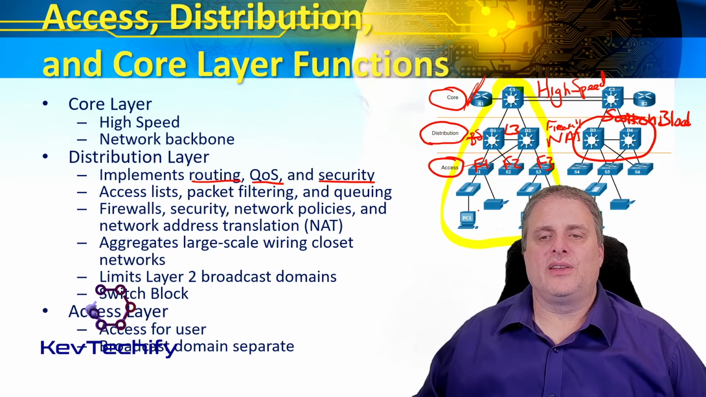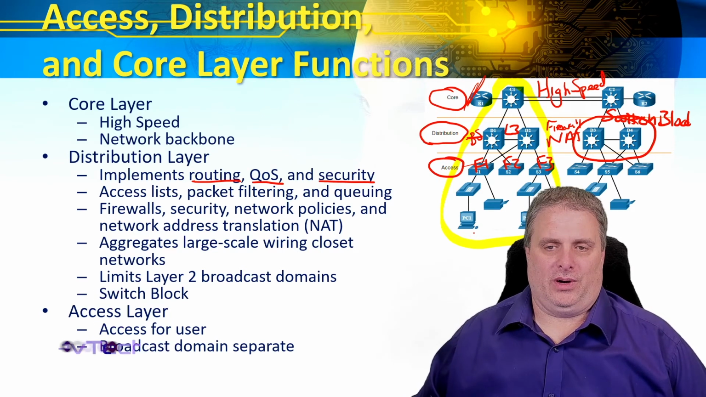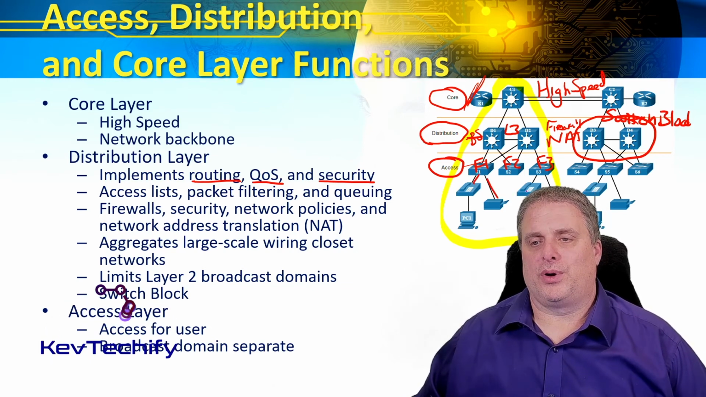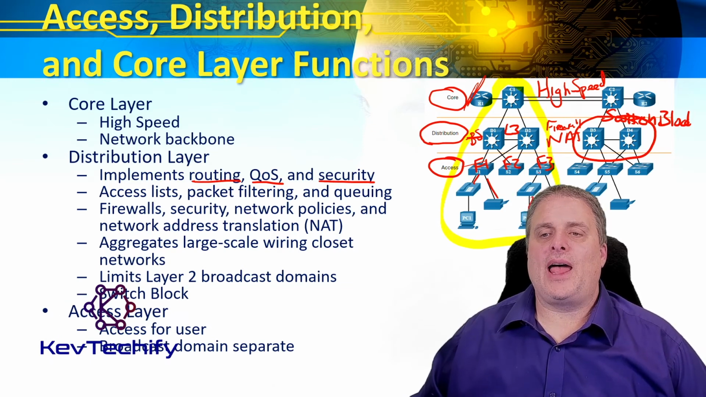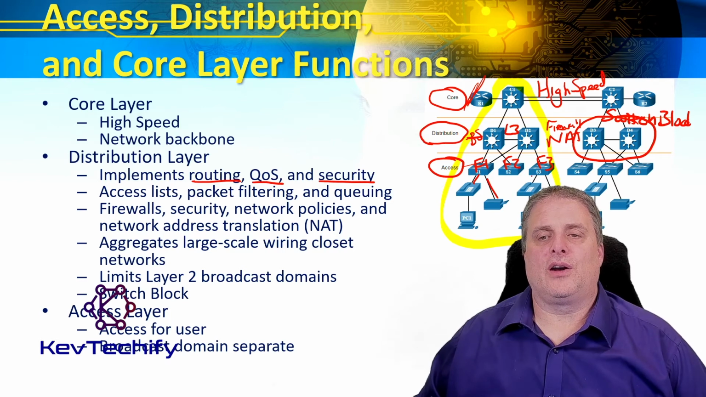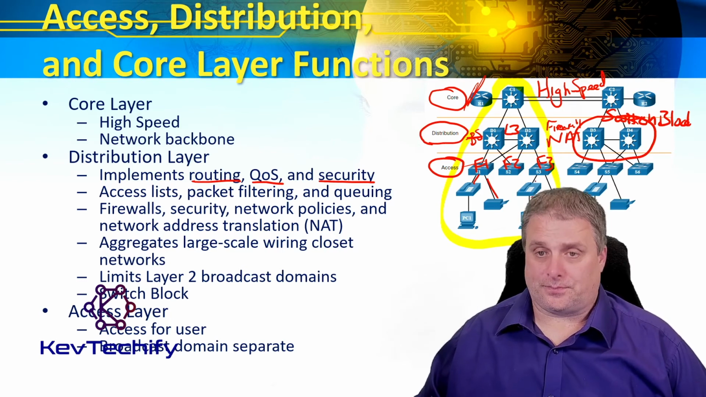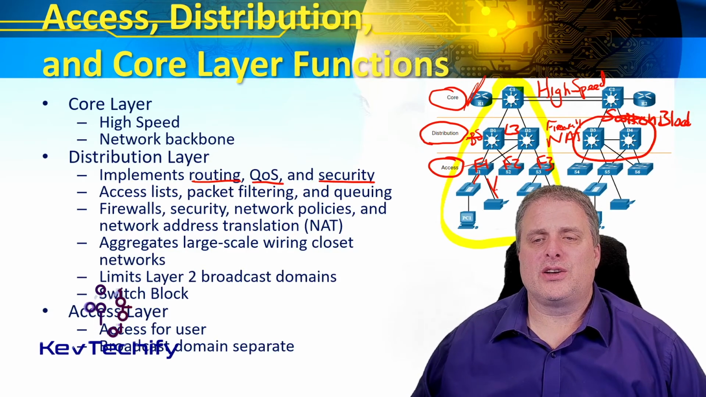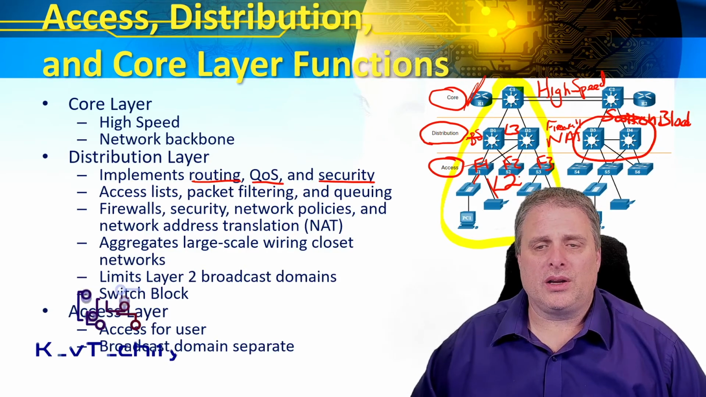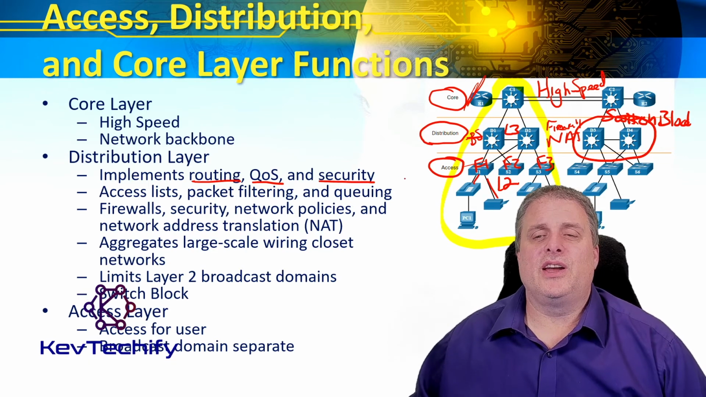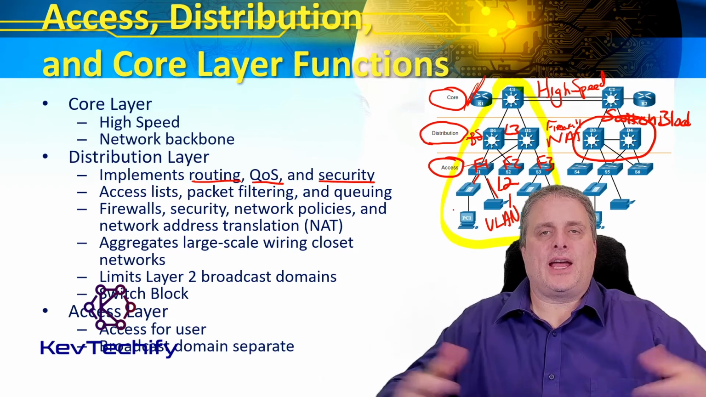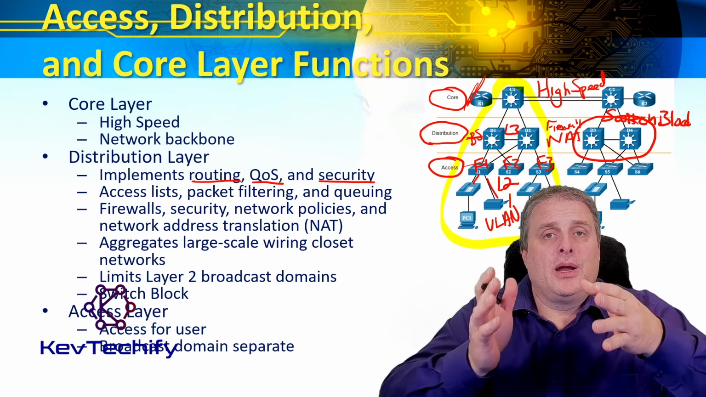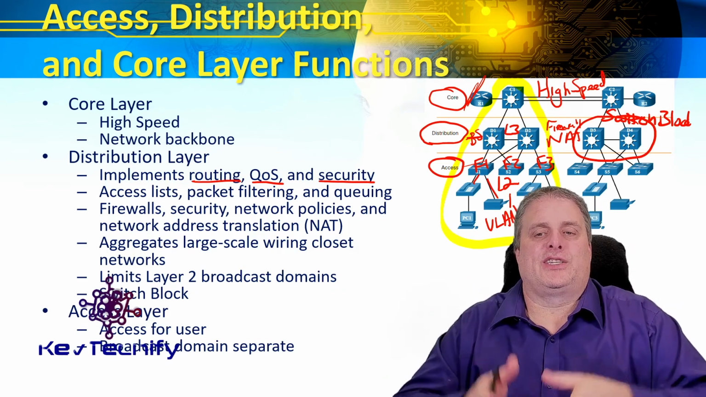Finally, we have our access layer. And this is where the devices access your network. We have a voice over IP phone, we have printers, we have PCs. They all access into our network here at the access layer. These switches at the access layer, these are layer 2 switches, so they don't do any routing. But these layer 2 switches, they can have VLANs. And what these VLANs do is they keep the broadcast domain separate, because every VLAN is a separate broadcast domain.